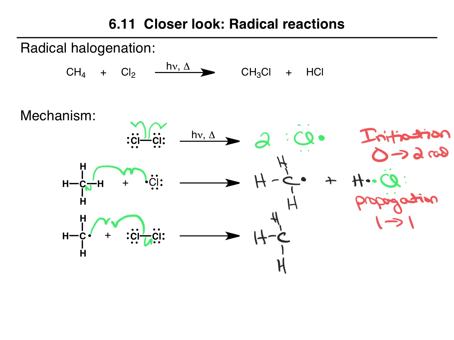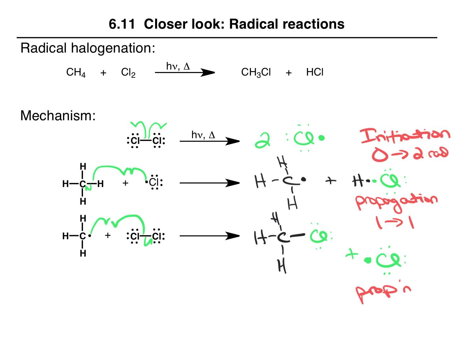So this carbon is still connected to these three hydrogens, but now it is connected to a chlorine, and we have another chlorine radical. So this new bond is made up of one electron from the radical and one electron that used to be shared between the chlorine and chlorine. And then this unpaired electron is one of the electrons that used to be shared between the two chlorines. This is another propagation step because we started with one radical and we ended with one radical.